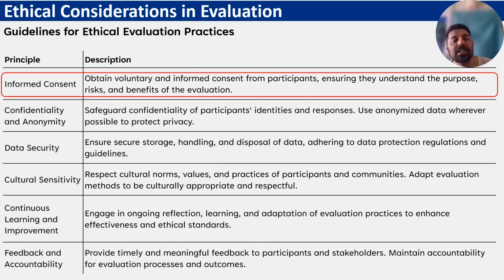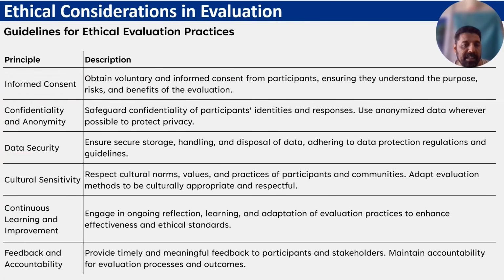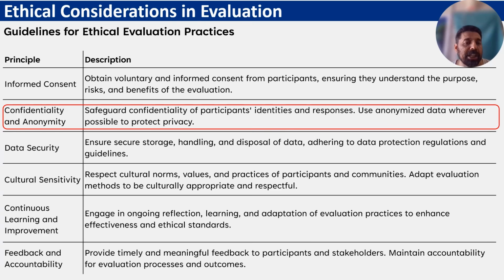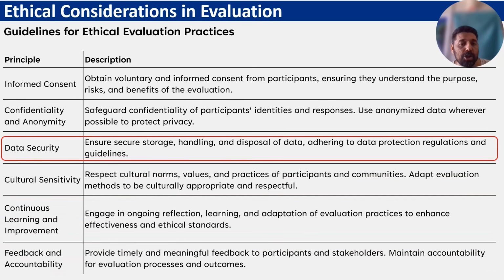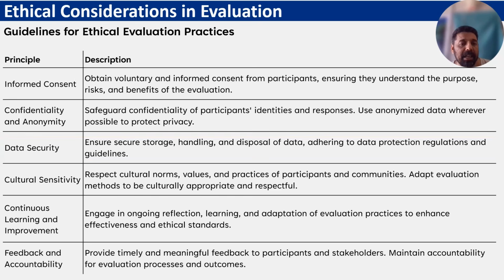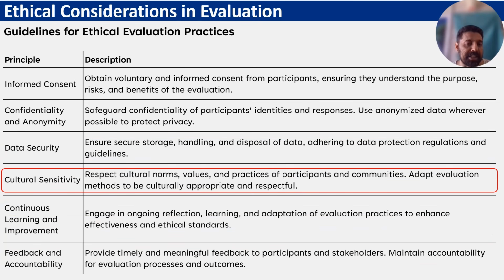Now here you can see another one, informed consent, as I mentioned in the earlier slide. Then there is confidentiality and anonymity. As I told you, safeguarding confidentiality of participants' identities and responses, use anonymized data wherever possible. Then there is data security: ensure secure storage, handling and disposal of data. Similarly, cultural sensitivity: respect cultural norms, values and practices of participants and community.